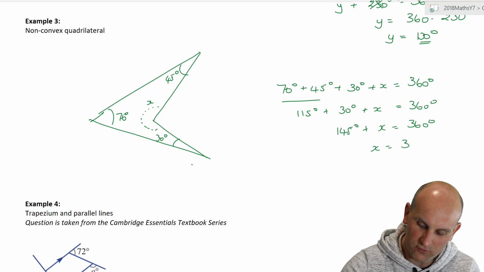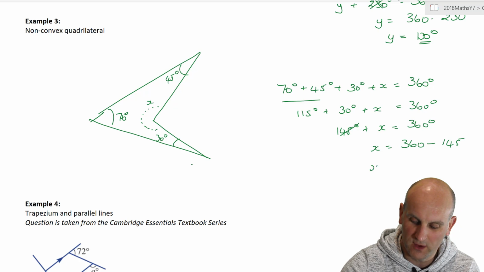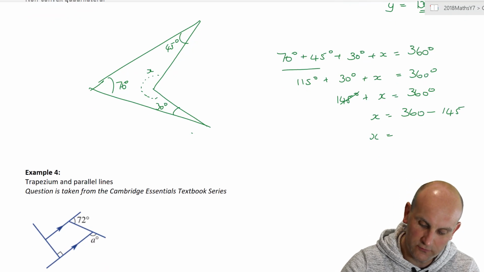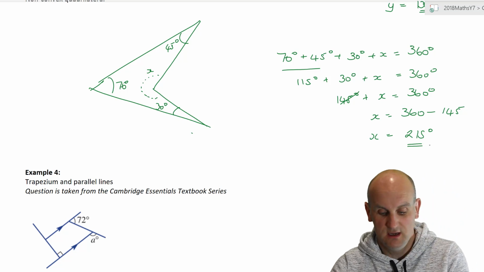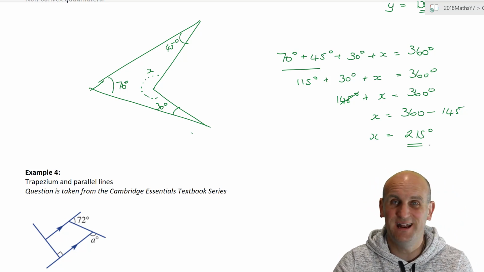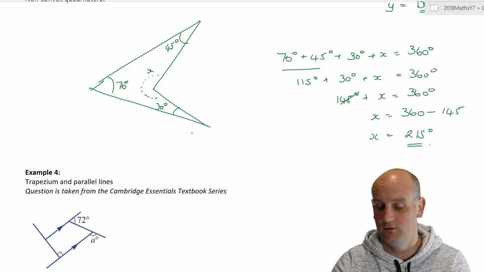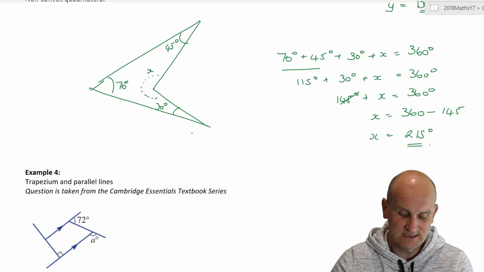So x is going to be 360. We want to get rid of that, so take away 145 degrees from both sides. So x becomes equal to 215 degrees, which seems reasonably sensible. Look at the size of that angle. It's massive. It's definitely bigger than 180 degrees. But the rules are exactly the same.